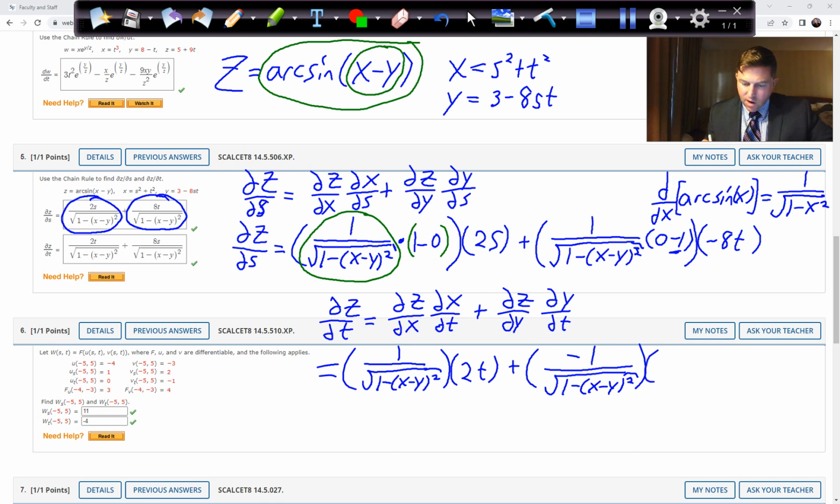times dy/dt. In dy/dt, the 3 goes away, 8s is now a constant, t goes away, so it's minus 8s. And just like before, this 2t will go up here, so we get 2t over that. This minus 8s will combine with this minus 1. The minuses will cancel. Positive 8s over the same denominator. Okay, that's problem 5.